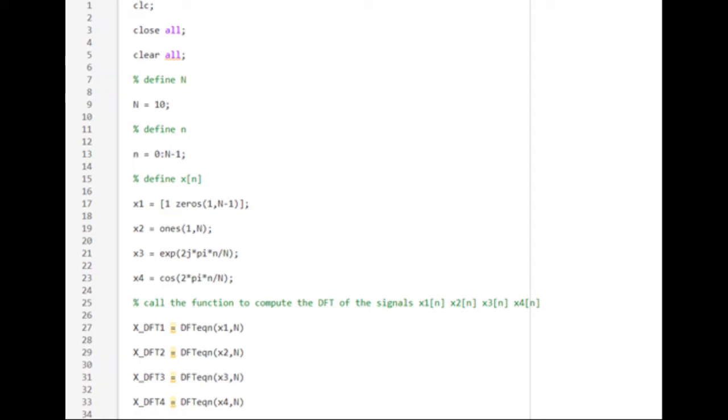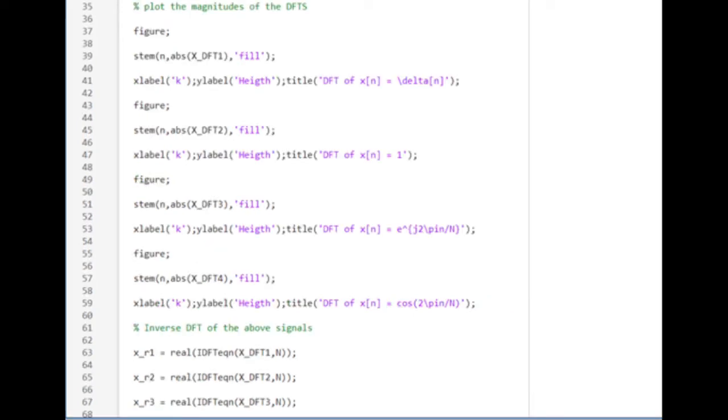Firstly, N is defined as 10, and the small n is also defined. Then, xn is defined as given in the lab sheet. Then, 4 functions were called, which are xdft1, xdft2, xdft3, and xdft4, for all the equations. Then, the magnitude of the DFTs were plotted, and the output was obtained.